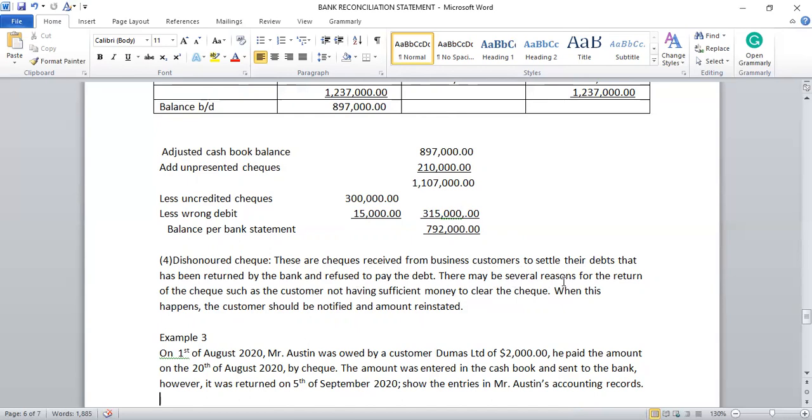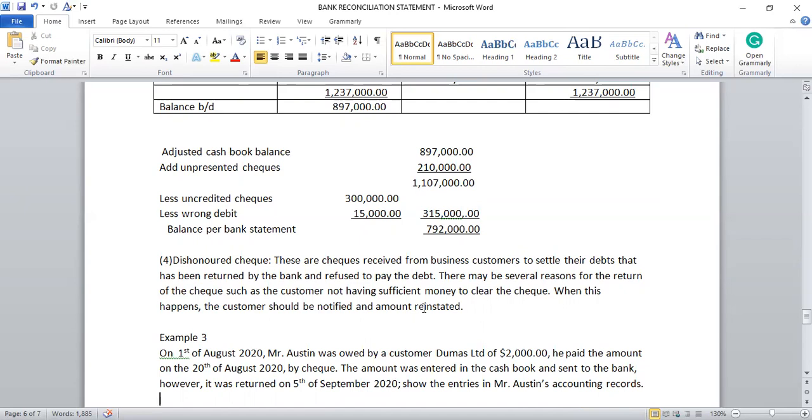There may be several reasons for the return of a check, such as the customer not having sufficient money to clear the check. When this happens, the customer should be notified and the amount reinstated. So whenever a customer owes us and pays by check, we debit our cash book and receive the check, then send it to the bank. But when they return it, the bank has dishonored it for several reasons. One of them is the customer not having sufficient funds. That's one of the reasons.